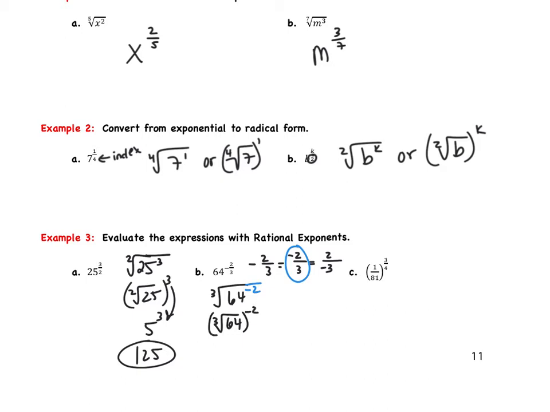Cube root of 64, you have two options. Either you can break that down, or maybe you know the cube root of 64. Cube root of 64 is 4. So I get 4 to the -2nd. Now be careful. 4 squared is 16. 4 to the -2nd is 1 over 16.